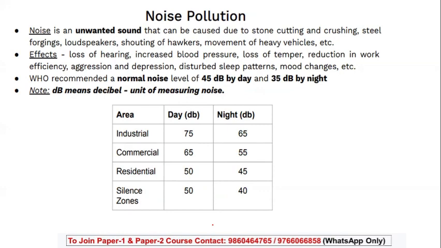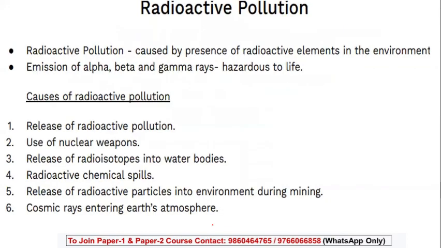dB stands for decibel. It's nothing but the unit of measuring noise. Coming to radioactive pollution, that is caused by radioactive elements in the form of emission of alpha, beta, and gamma rays, which can lead to pollution, use of nuclear weapons, or the radioscopes into the water bodies, chemical spills in the form of particles into the environment during mining, and cosmic rays in the Earth's atmosphere.